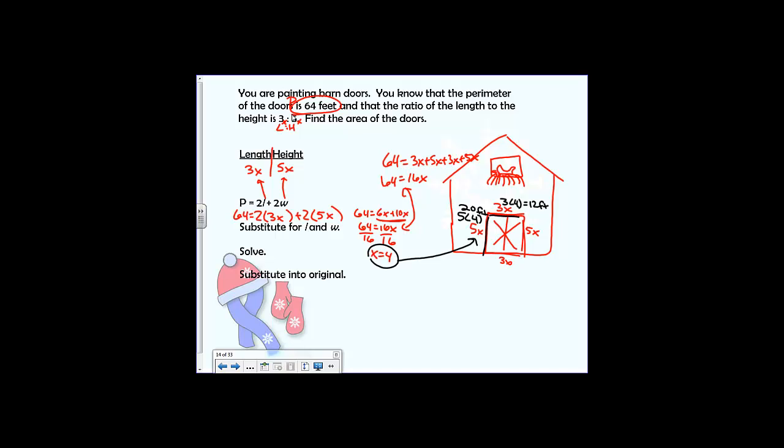No. What's the question say? Find the area of the doors. How do I find area now? Area of a rectangle is? What's the formula for area? Length times width, or the width times the height, right? So looking at my doors, I have 20, I have 12, so I say my area is 12 times 20, which gives us, what's 12 times 2? 24, add a 0. 240 square feet.